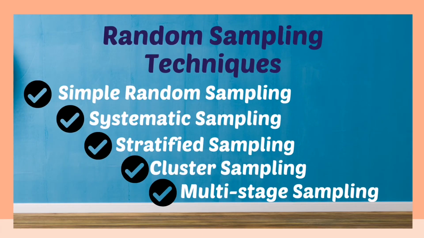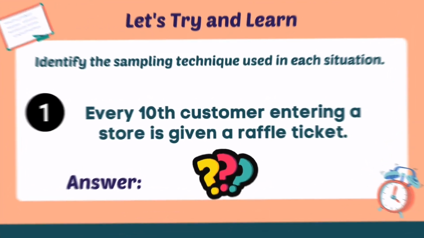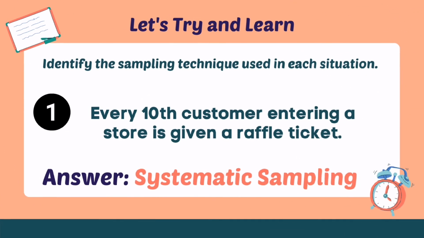Now, let us try and learn this one. You're going to identify the sampling technique used in each situation. Are you ready? Let's start with number 1. Every 10th customer entering a store is given a raffle ticket. What is your answer? Yes, you're right. Systematic sampling.